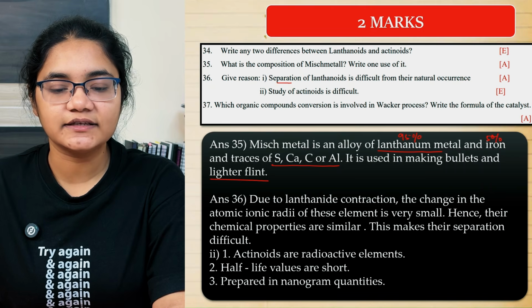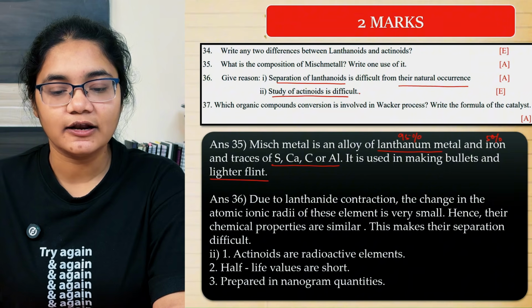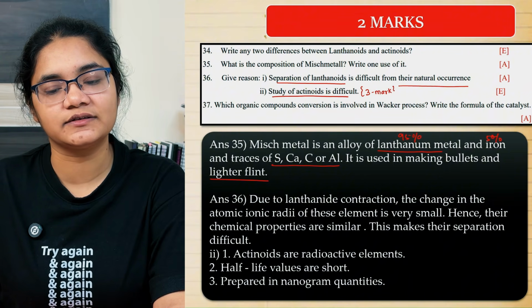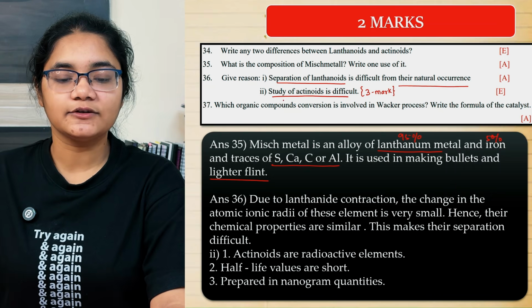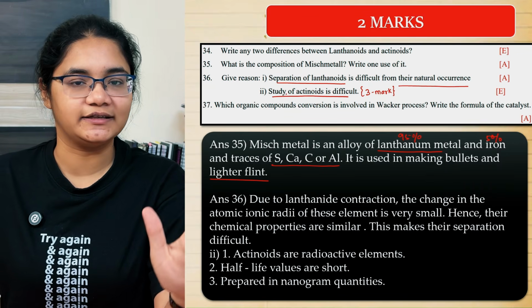Then 36. Separation of lanthanoids is difficult from their natural occurrence and study of actinoids is difficult. Now see, "study of actinoids is difficult" can itself be a 3-marker question. It has been asked in the last year model question paper. So this itself can be a 3-marker question, so I'll tell you the answer like that. Even if it comes, you can easily write the answer.